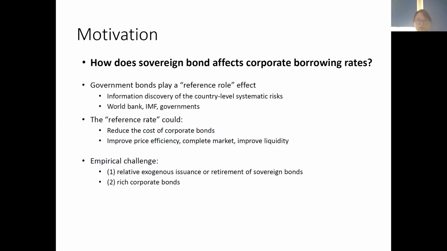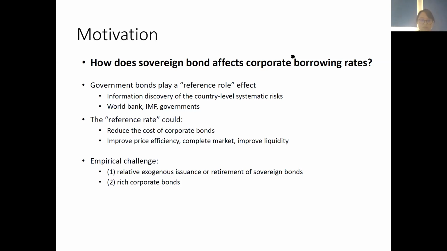We wanted to answer the question, how does sovereign bond affect corporate borrowing costs, right? And from a theoretical perspective, it's quite intuitive that sovereign bonds might provide a reference role for corporate bonds. Just imagine that when we're teaching students in the fixed income class, we talk about corporate yield spread. The way we calculate yield spread is to subtract the same maturity government bond yield from the corporate bond yield, right? And the rationale for government bonds providing a reference role is that they help investors to better separate the systematic risk component from the firm idiosyncratic component.